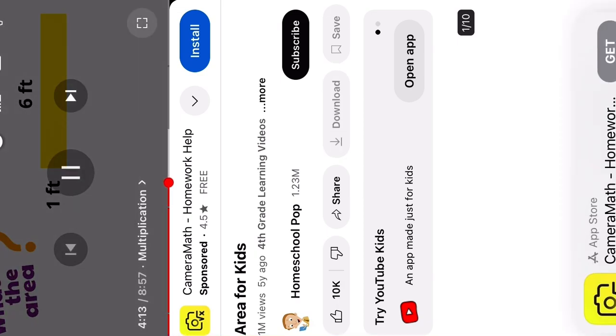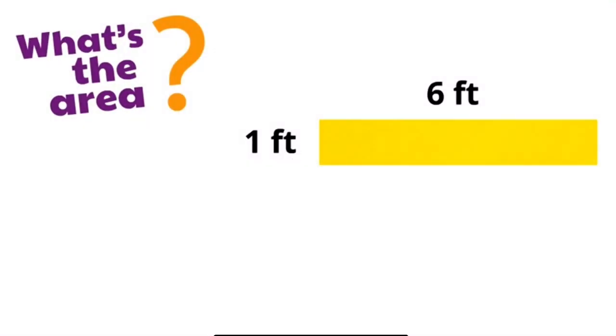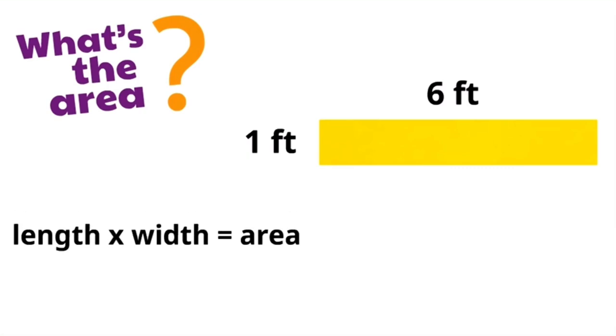Find the area of a square or a rectangle. All we have to do is multiply the length times the width. The length times the width is the area. It's just simple multiplication. So we would write 6 times 1. 6 times 1 will give us the area of this rectangle.